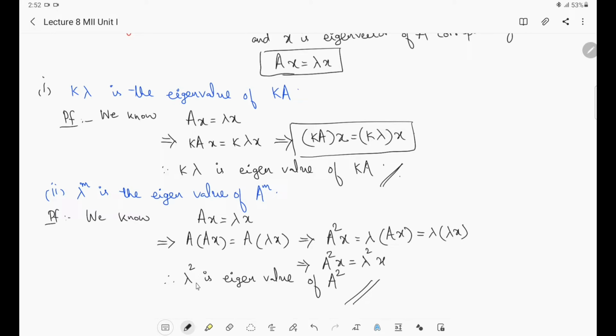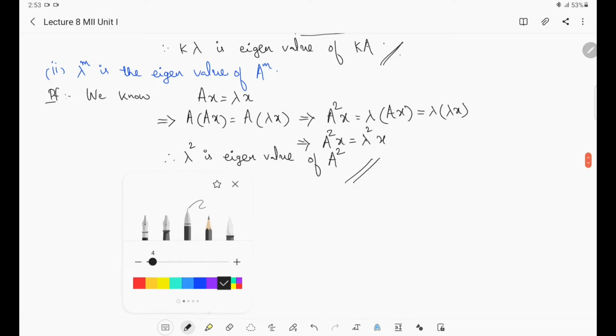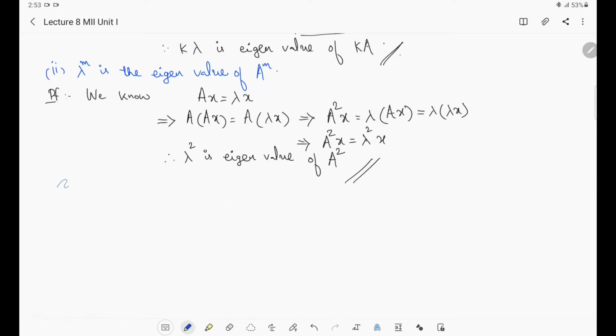Here we have proved that lambda square is the eigenvalue of A square. Then we can prove lambda cube is the eigenvalue of A cube. Like that we can even prove lambda power m is the eigenvalue of A power m. Second property is also done. Now we will see the third property. In the examination you will not be asked more than two properties. I have seen a question like state and prove any two properties of eigenvalues. This kind of questions will be asked.